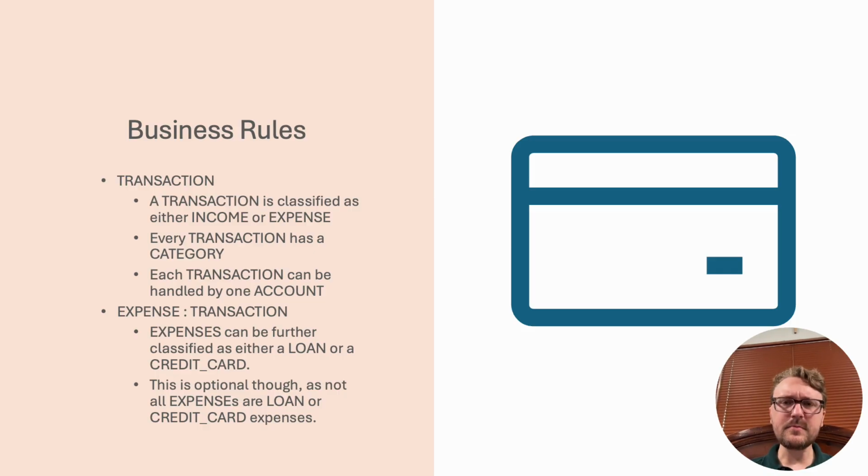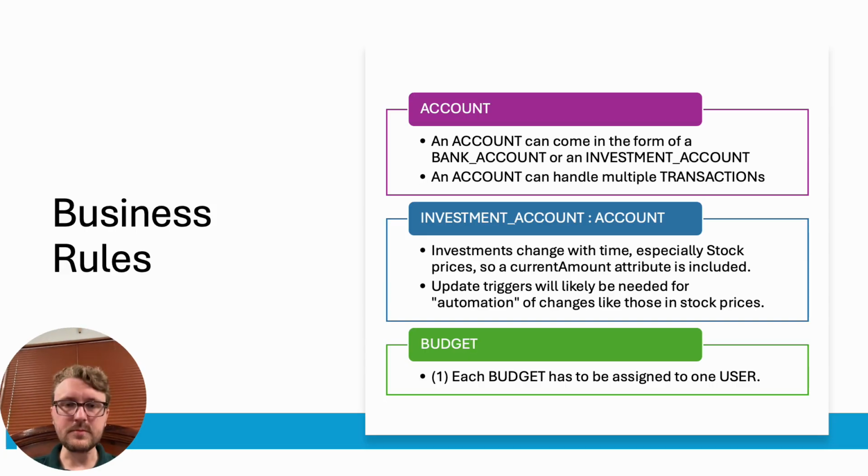And then building off of that, there's another subtype. Expense and income are both subtypes of transactions. Well, now we also have the expenses themselves, which could be further classified into either a loan or a credit card. That additional classification, though, is optional, because you could just have something like getting a burger from McDonald's or something. That doesn't necessarily fall into the same category as paying off a credit card or having a loan or whatever.